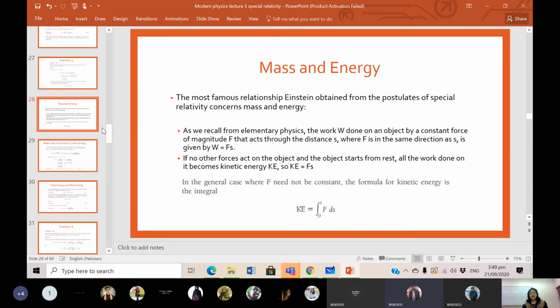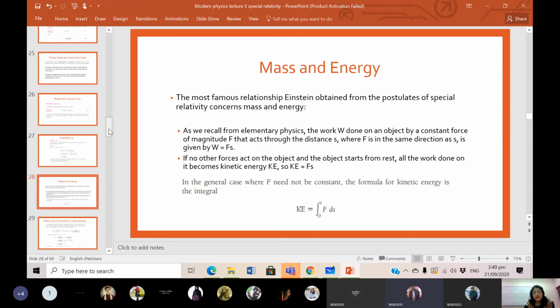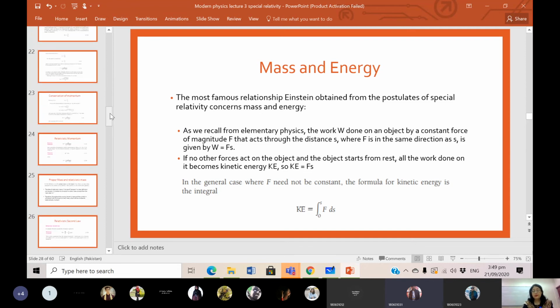And any questions so far? Does anyone have any question about the derivation of relativistic momentum?